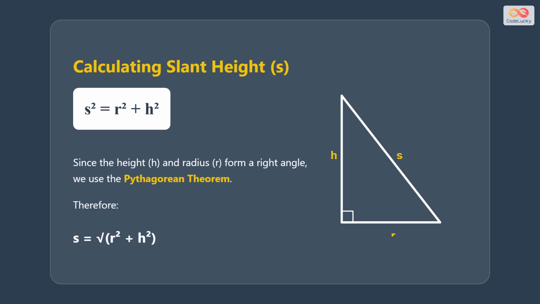Because the radius, height, and slant height form a right triangle inside the cone, we can use the Pythagorean theorem to find the slant height. If you know the radius and the vertical height, the square of the slant height equals the radius squared plus the height squared. Therefore, the slant height s is the square root of r squared plus h squared.